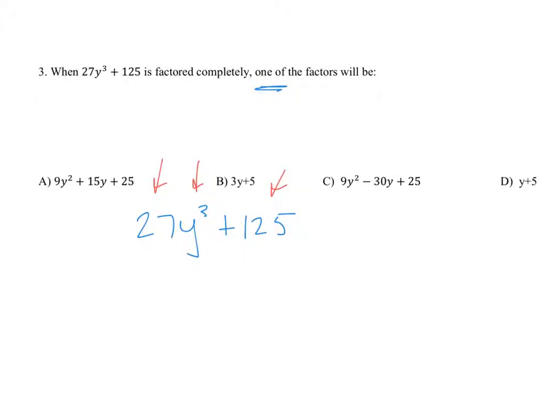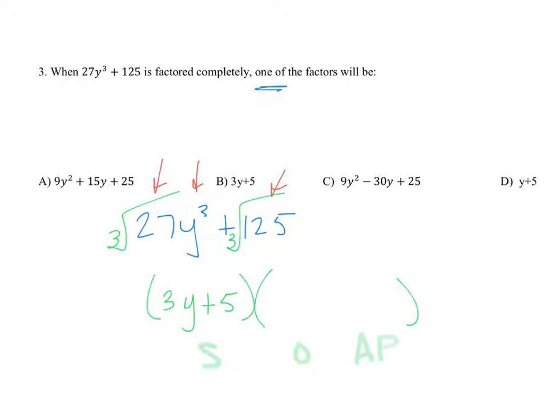So I'm going to first take the cube root of each piece, and that gets me the cube root of 27 is 3, the cube root of y cubed is y, plus 5. I know I need another binomial. Trinomial. This is a binomial here. I need a trinomial inside here. So I'm going to spell the word SOAP: same, opposite, always, positive.